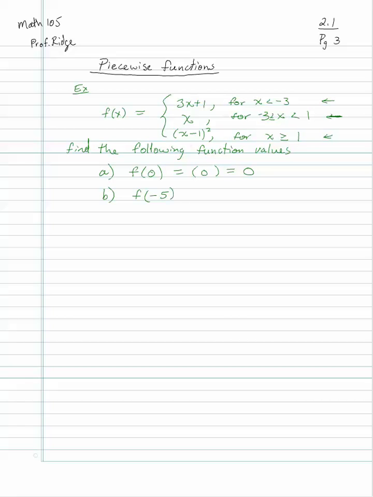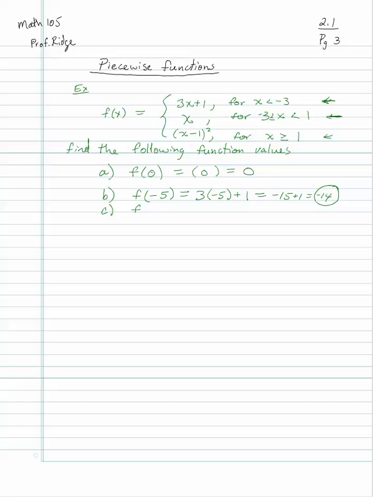If I wanted to do f of -5, well, the x value, again, you look at where it says x is less than -3. Well, that satisfies that condition. So that's the condition to use the top equation. So I'm going to use 3 times -5 plus 1. So it's -14. Okay, so you don't plug it into all 3 of them. You plug it into the one that satisfies the condition where x is.